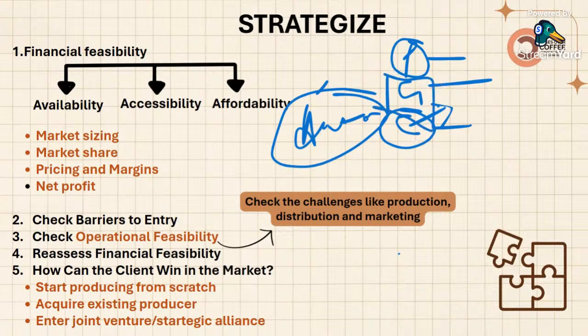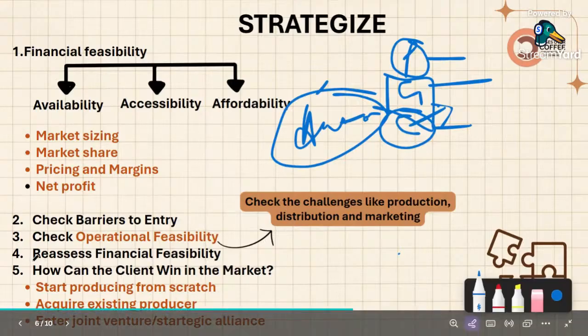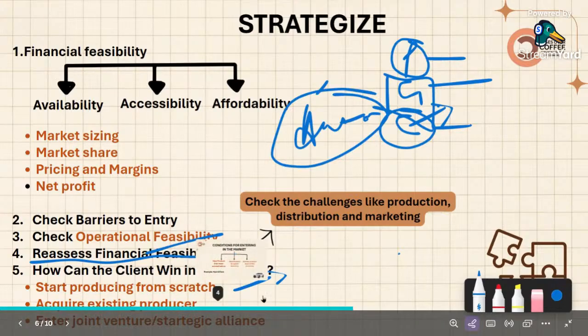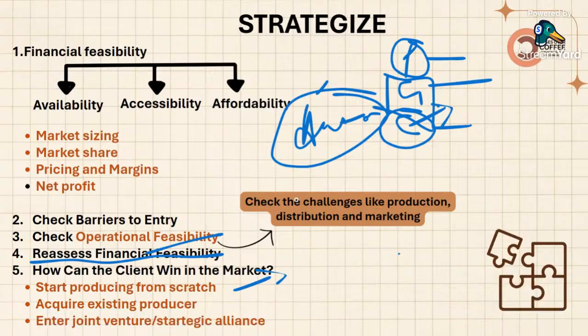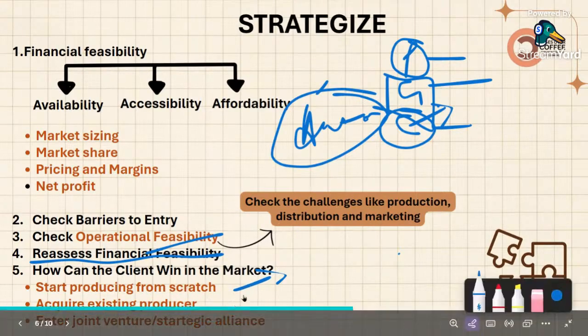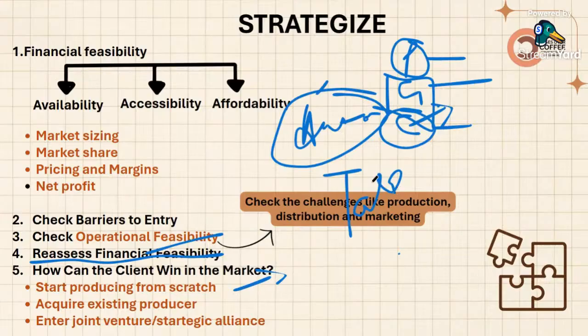So it is not just that we did all sorts of financial feasibility and operational feasibility tests and came to the conclusion that we should not enter this market, because there are multiple things as well. They can actually enter into a joint venture, and then they can eventually do well in this specific industry or market. One example of a strategic alliance would be Tata and Starbucks.